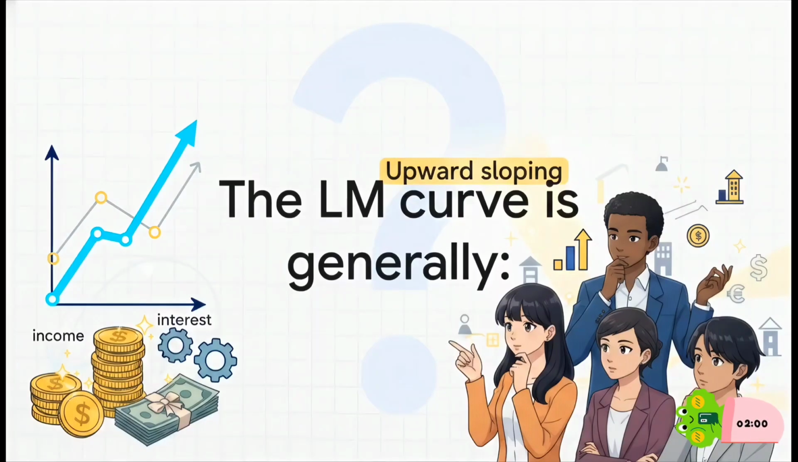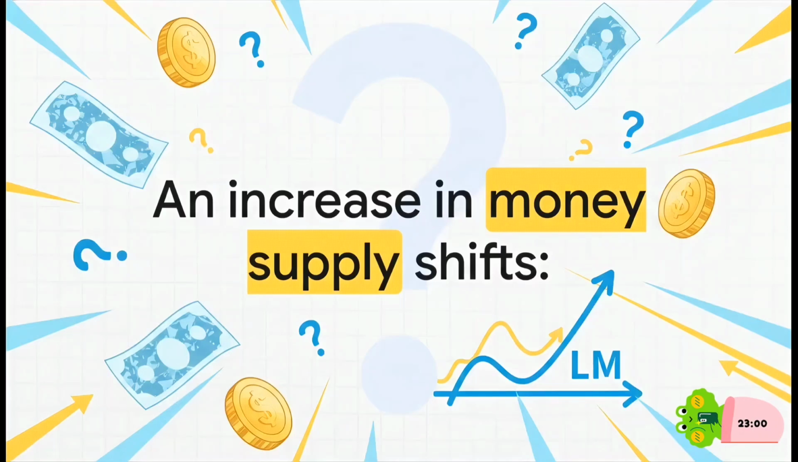The LM curve is generally A, downward sloping, B, vertical, C, upward sloping, or D, horizontal always. Think about the relationship between income and interest rates. The answer is C, it's upward sloping. And for our final test question, question 3. An increase in the money supply shifts A, IS left, B, IS right, C, LM left, or D, LM right. Think about which policy affects which curve. It's D, LM right. Fantastic job if you locked those in.